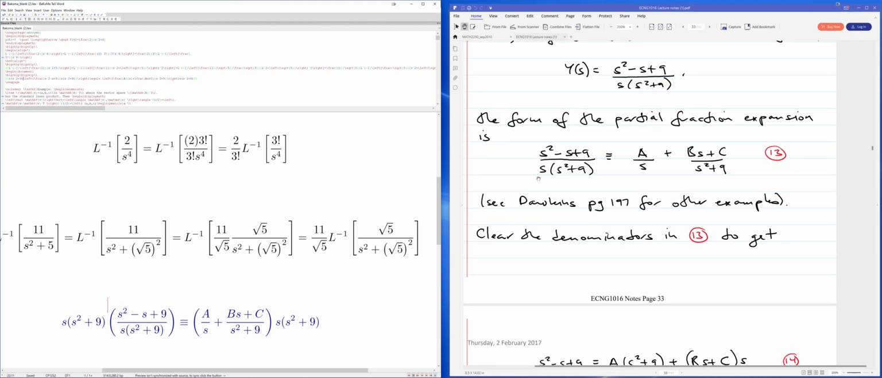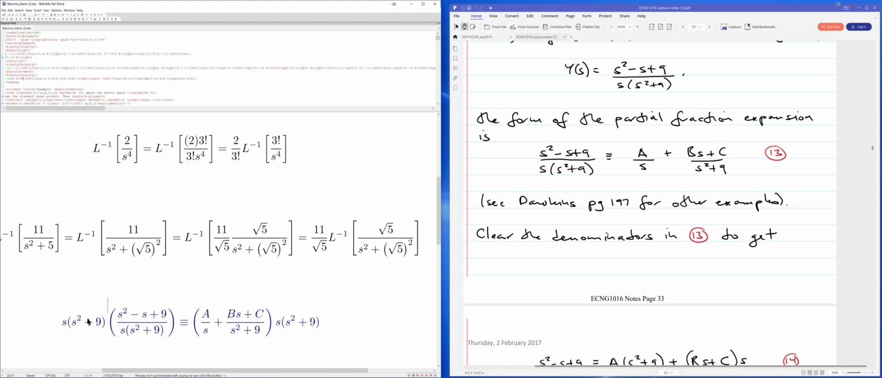Okay, so what you do at this point is you clear your denominators. By clearing the denominators, I mean this denominator here, s times (s squared plus 9), I'm going to multiply both sides by this s times (s squared plus 9). So this expression here, which is (s squared minus s plus 9) over (s squared plus 9), plus A over s, plus (Bs plus C) over (s squared plus 9). What I'm doing is multiplying on both sides by s times (s squared plus 9).